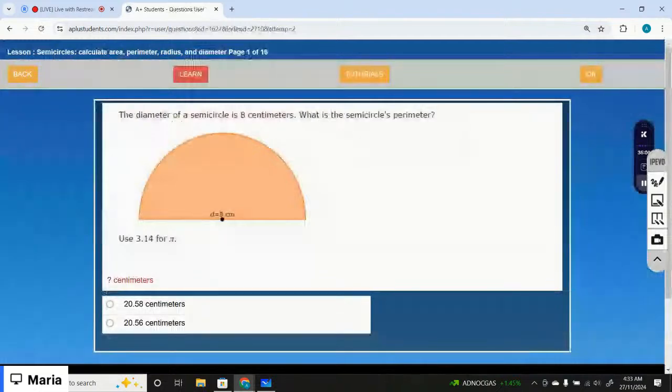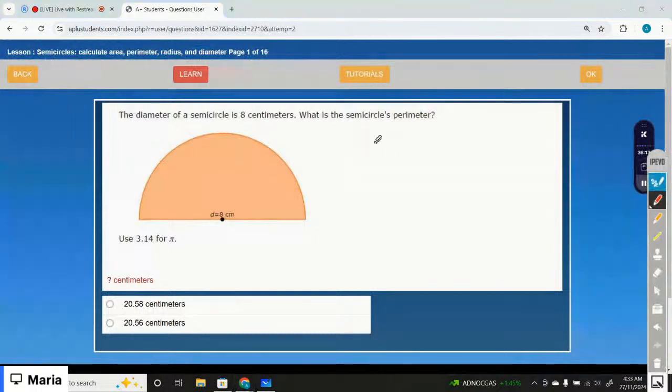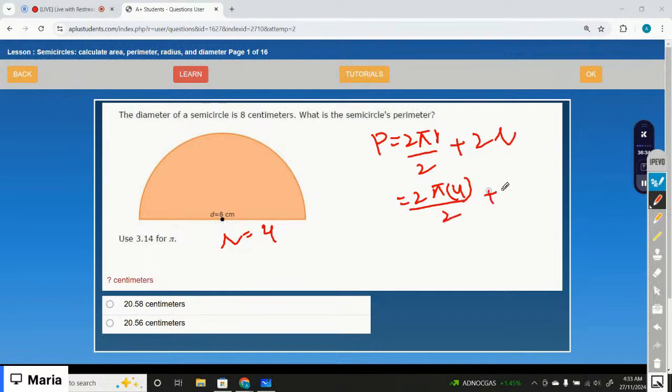The diameter of a semicircle is 8 centimeters. What is the semicircle's perimeter? You have to calculate the perimeter of the semicircle. The formula is P equals 2 pi r divided by 2 plus 2r. You are given the diameter. Radius is diameter divided by 2, so radius is 4. That is 2 pi times 4 divided by 2, plus 2 times 4.